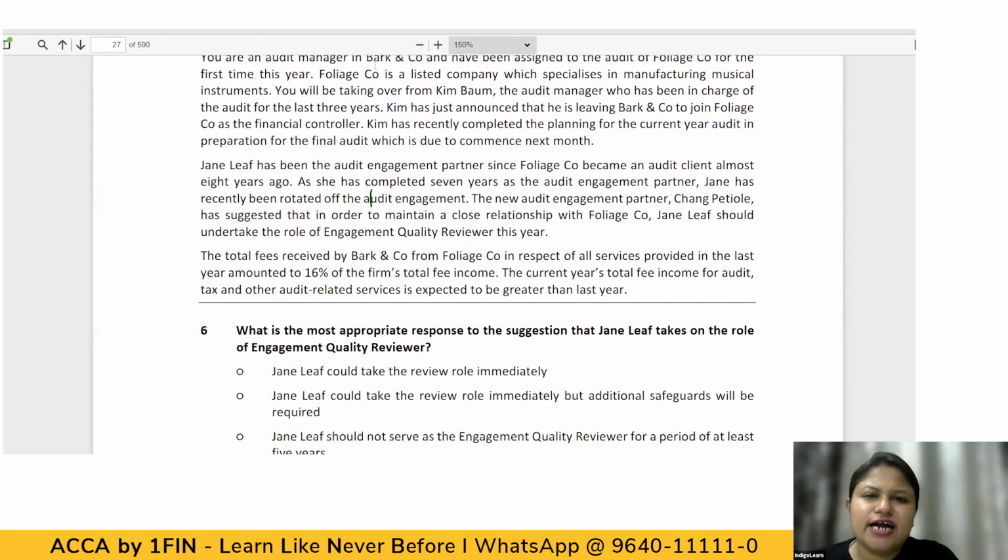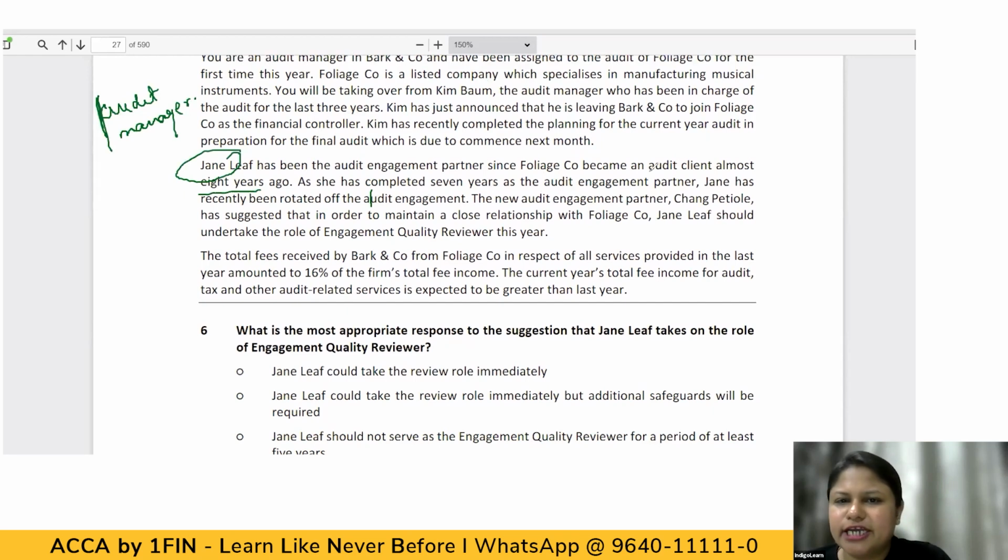Jane Leaf has been the audit engagement partner since Foliage Company became the audit client almost 8 years ago. So the engagement partner is Jane Leaf. Audit managers have changed. Audit managers are key people, okay? The key people who go into the performance of the audit, the on-field people. As she has completed 7 years as an engagement partner, as we discussed, these are the people who actually take up all the engagement planning. They are going to have the discussion with the client. They meet the client and all of those.